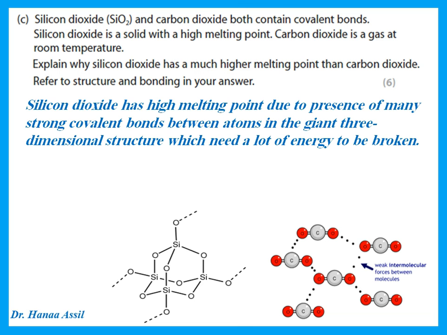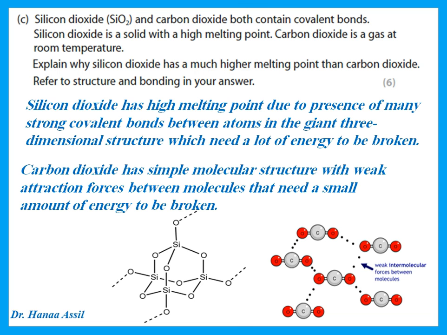No. It has many strong covalent bonds between the atoms in a giant three-dimensional tetrahedral structure, and this needs a lot of energy to be broken. So silicon dioxide or diamond, if we're saying why silicon dioxide or diamond have high melting point, it is due to the presence of many strong covalent bonds between the atoms in the giant three-dimensional tetrahedral structure that need a lot of energy to be broken. Then, why is it that carbon dioxide has low melting point?